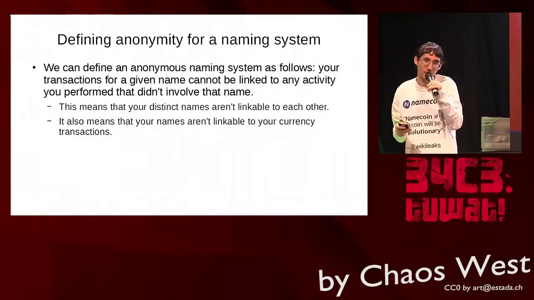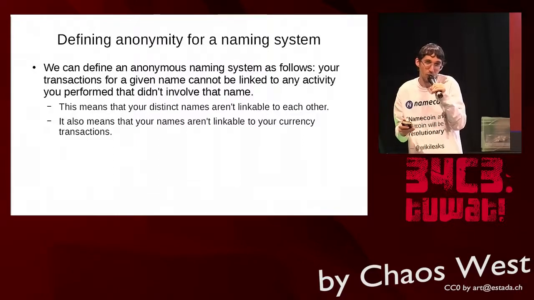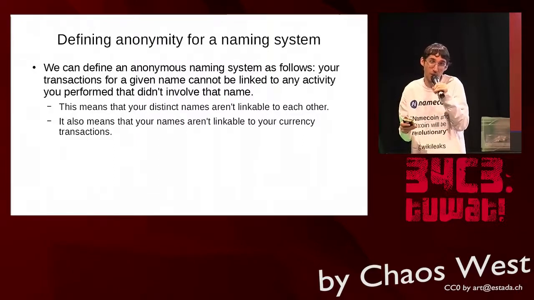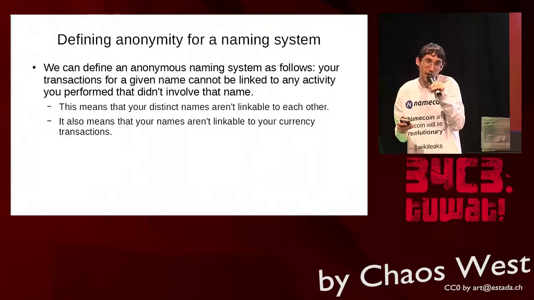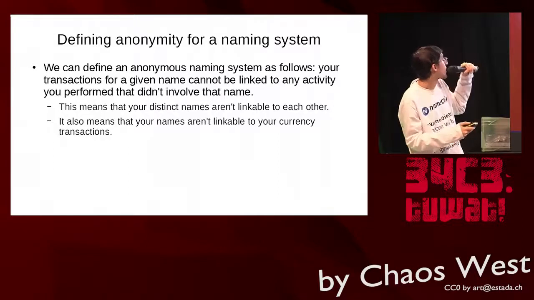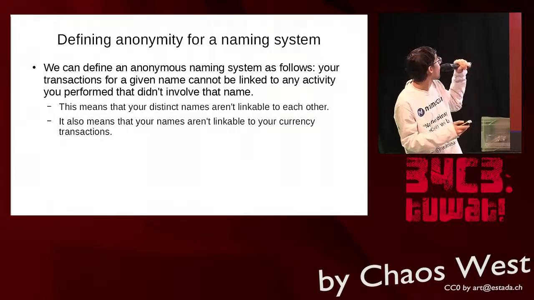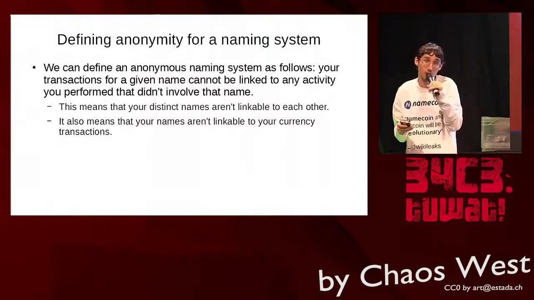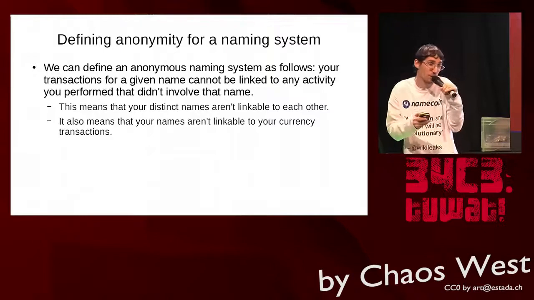So we can have a different definition of anonymity that applies to a naming blockchain. And that is that for a given name that you've registered, all of the transactions for that name need to be completely unlinkable to any transactions you've made for a different name or to any currency activity you may have had on that blockchain. So this means that the names themselves can't be linked to each other. And it also means that the currency transactions can't be linked to the name transactions.